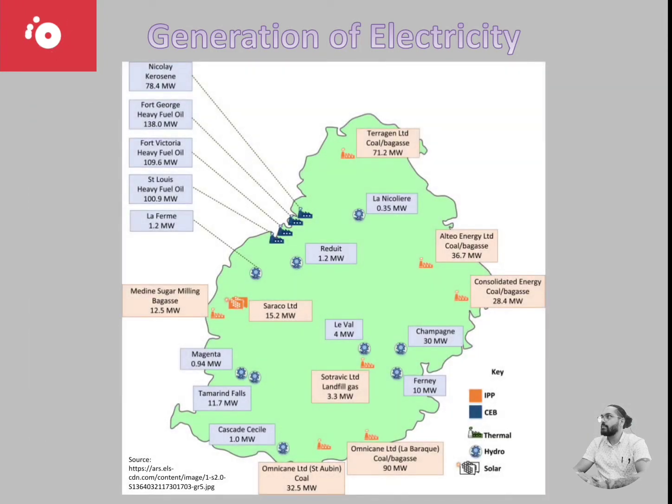The map here shows the different types of power stations that exist in Mauritius. Currently, there are 4 thermal power stations, namely Saint Louis Power Station, Fort Victoria Power Station, Fort George Power Station, and Nicolet Power Station. There are 10 hydroelectric plants, and there are 17 independent power producers.